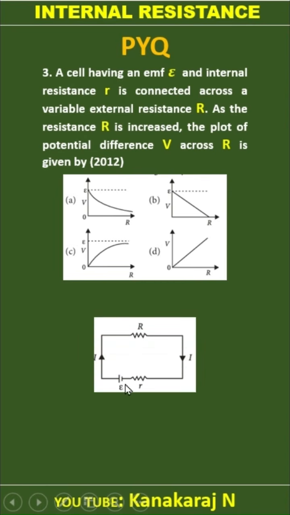So we have an EMF and an internal resistance and a variable resistor R. The value of R increases. Okay, good. There is a current I. Let's start with Ohm's law. Epsilon equals I times (R plus small r). Now let's find I. I equals epsilon divided by (R plus small r).